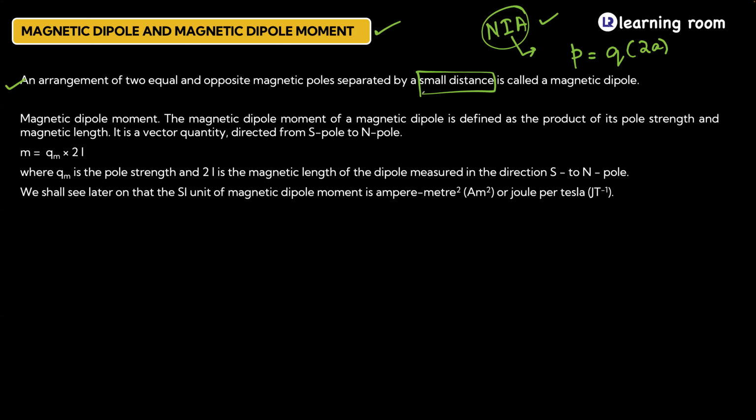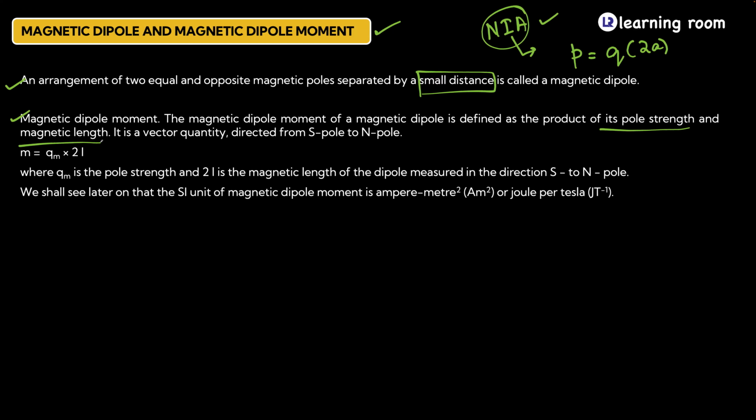So equal and opposite magnetic poles separated by a small distance is what is said to be a magnetic dipole. Okay, at least for theory purposes, we'll consider only small magnets. Secondly, what is a magnetic dipole moment? Now look at this. What do you think is going to be replaced in magnetism in place of charge? So it will be the pole strength, no? So the magnetic dipole moment of a magnetic dipole is defined as the product of its pole strength and the magnetic length. So magnetic length is taken as 2L. Why do we take it? Again, the same logic. Why did we take it as 2A there?